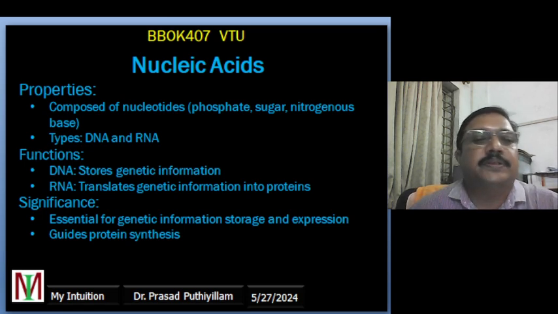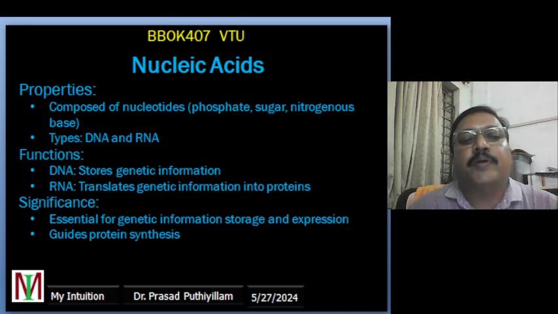Significance in cellular process: nucleic acids are fundamental in storage and expression of the genetic information. They guide the synthesis of proteins, which perform most of the cell functions.